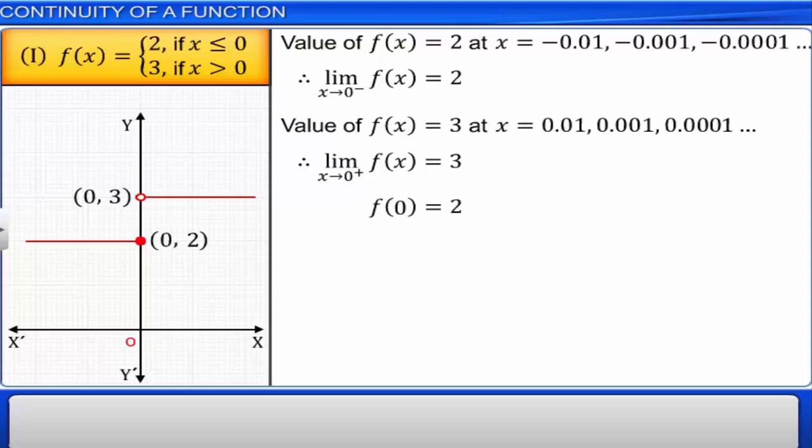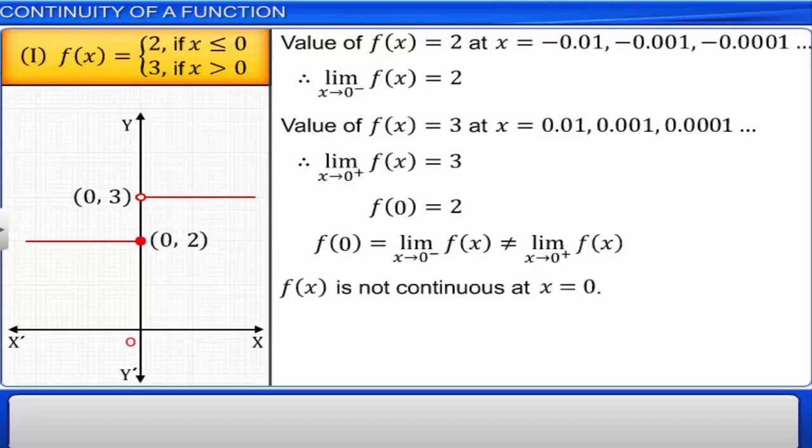Observe that the left-hand and right-hand limits do not coincide. Also observe that the value of f at x is equal to 0 coincides with the left-hand limit. Therefore, the function is not continuous at x is equal to 0.